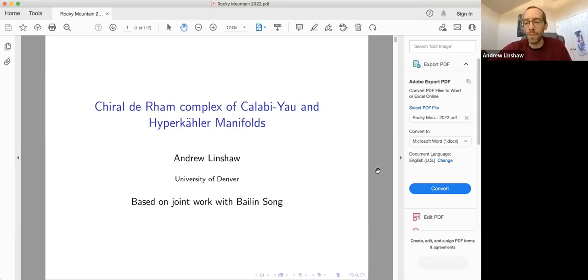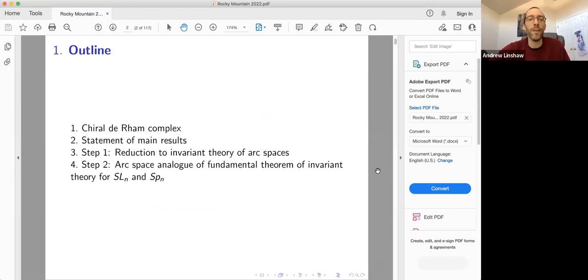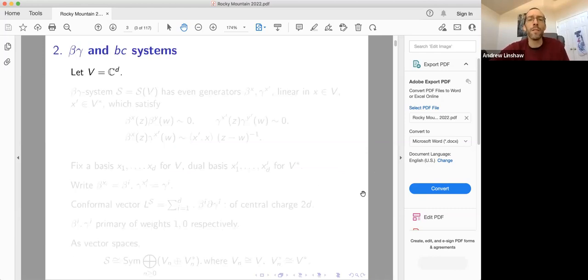So what I'll do is first remind you what the chiral de Rham complex is, then I can state the main results. And then there are two separate steps in the proof. One of them is a reduction to a problem in algebraic geometry, which is the invariant theory of arc spaces. And then the second step is, after this reduction, something that one has to prove about arc spaces, which is the analog of the fundamental theorem of invariant theory for the symplectic group and the special linear group. Okay, so the chiral de Rham complex is locally a certain free field algebra called a BC beta gamma system.